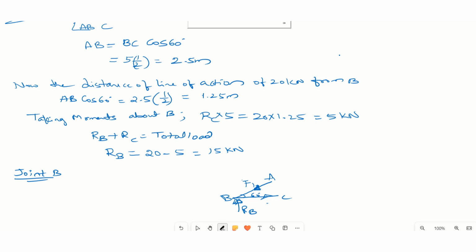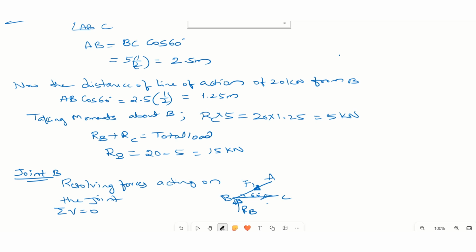For this free body diagram, we first have to consider the equilibrium conditions, meaning the sum of vertical forces, so we get the vertical component. We have to balance the vertical component first, then the horizontal component. So first I am resolving the forces vertically, the forces acting on joint B, meaning sum of V equals 0.